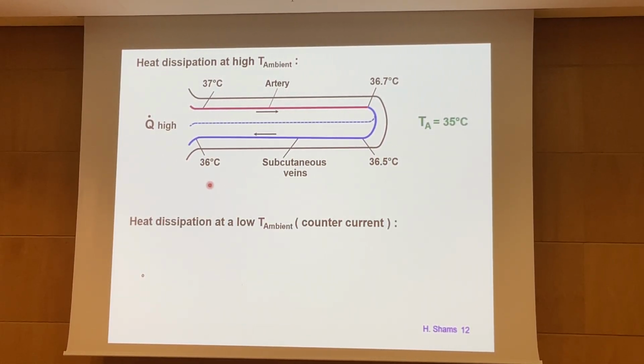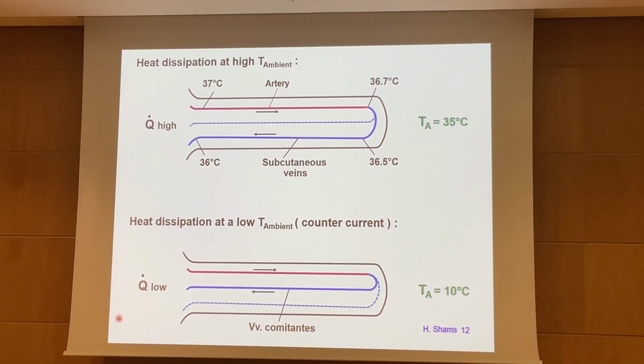But if you are exposed to a cold environment, 10 degrees Celsius, you see that the body flows the blood through the deep venous system. The superficial venous system is not perfused with much blood, and therefore the skin temperature goes down, to reduce the heat dissipation. If you compare these temperatures, you see that the skin temperature is much lower, and therefore the heat dissipation is lower.